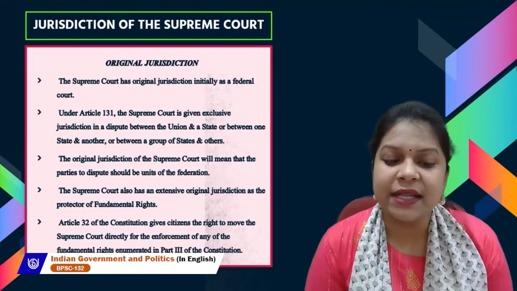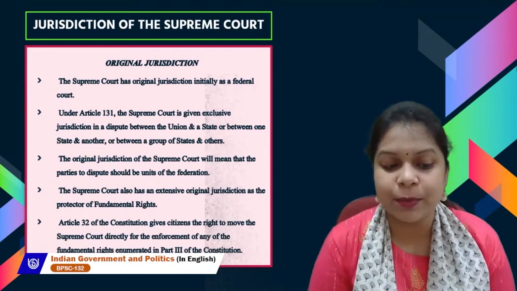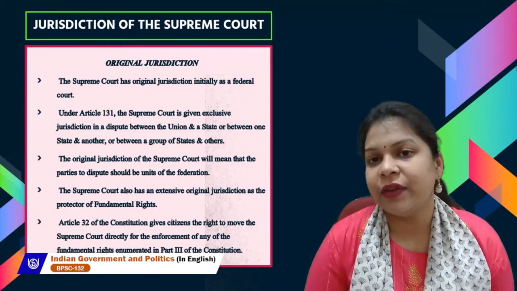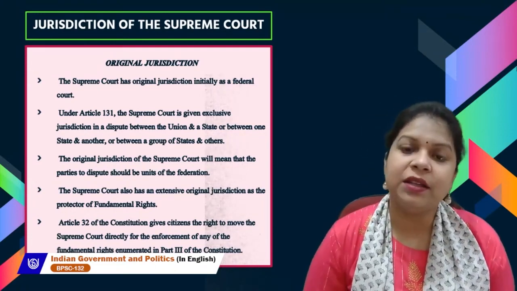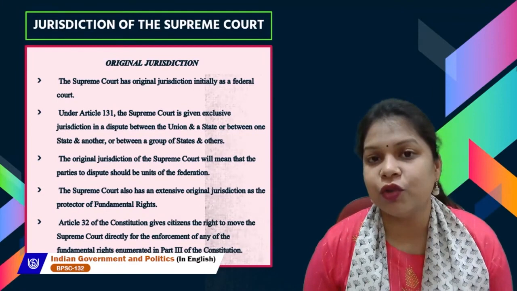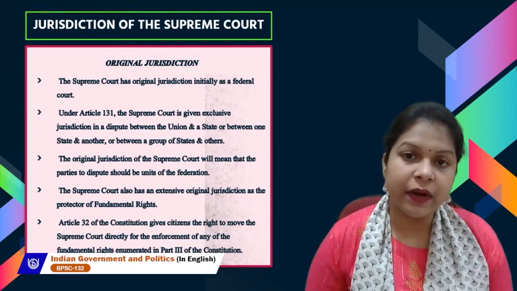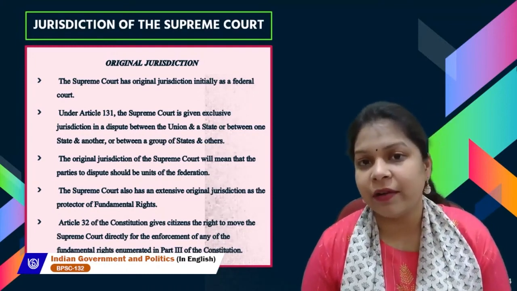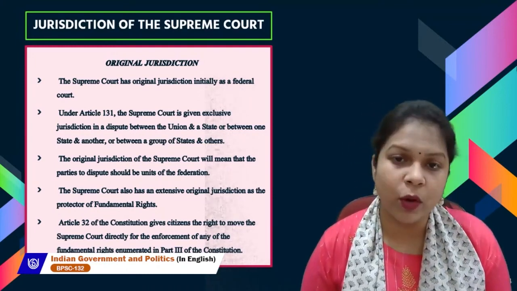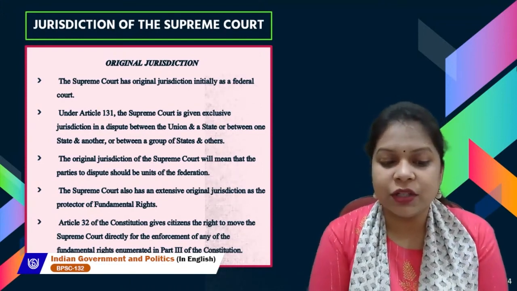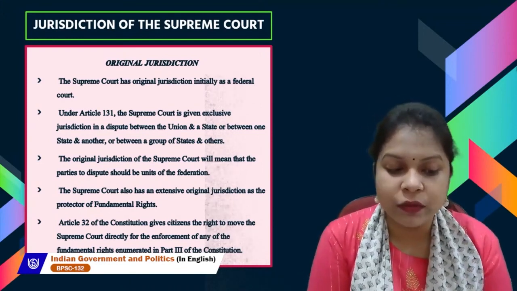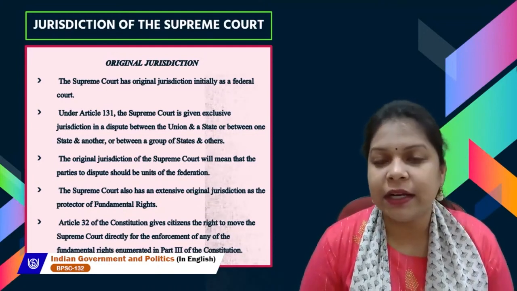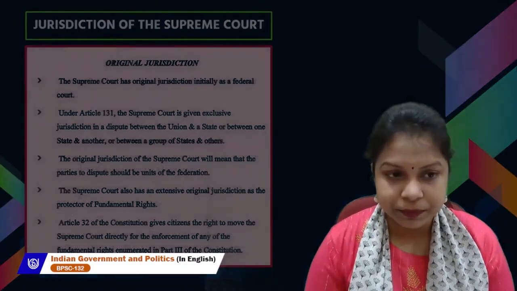The Supreme Court also has an extensive original jurisdiction as the protector of the fundamental rights. In the part on fundamental rights, we have discussed that. If someone is denied fundamental rights, he or she can move to the Supreme Court directly. Article 32 of the Constitution gives the citizen the right to move the Supreme Court directly for the enforcement of any of the fundamental rights enumerated in Part 3 of our Constitution.